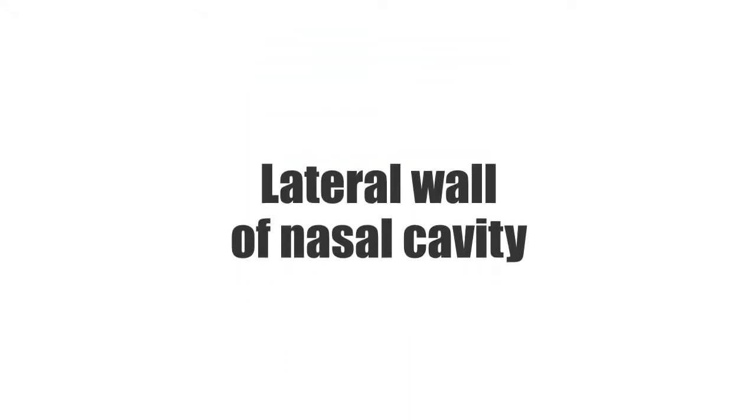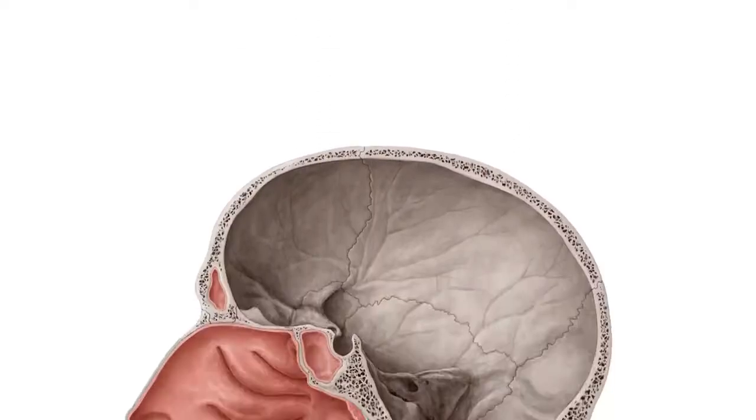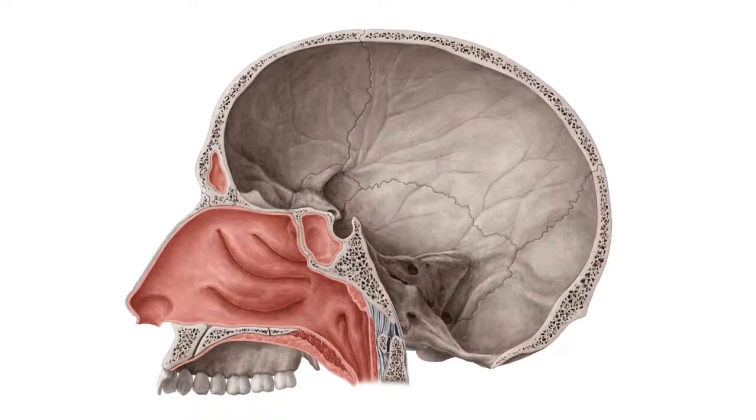wall of the nasal cavity. But before we do that, I just want to describe what the nasal cavity is. So here we can see the lateral wall of the nasal cavity and some of the structures we're going to be covering today, such as the nasal conchae and the meatuses between them. We can also see the sphenoidal sinus and the frontal sinus.